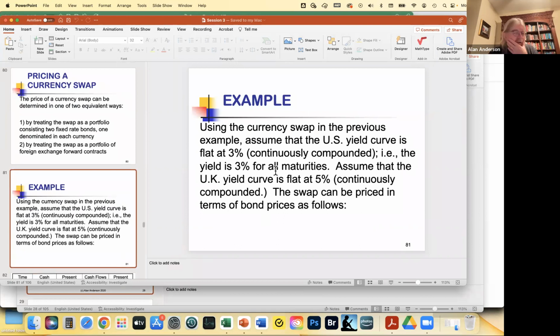Now here, in order to do this, we need to know what interest rates are in both countries for all maturities. So in Hull's book, he often makes the simplifying assumption that the yield curve is flat, which means that the rate of interest is the same for all maturities. So we'll do that here. Also, you notice how he loves to assume continuous compounding. And so we'll do exactly that too.